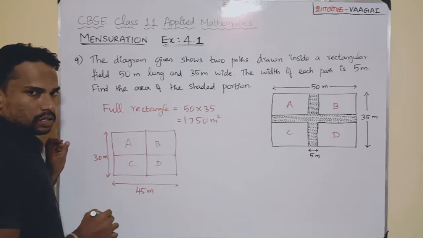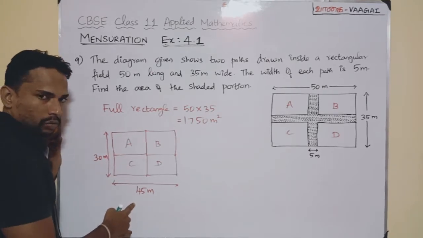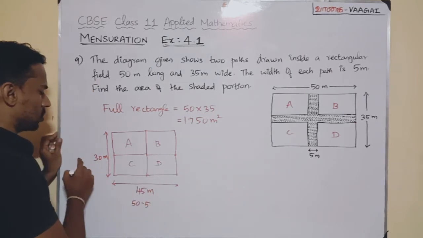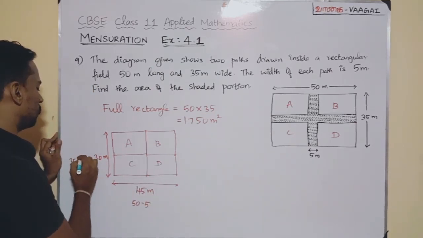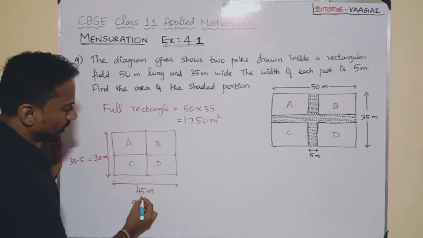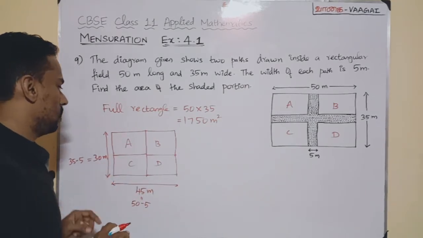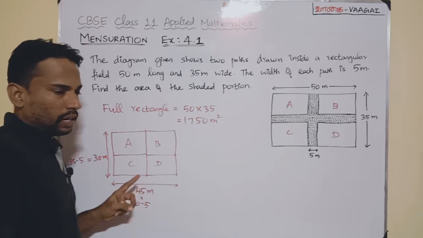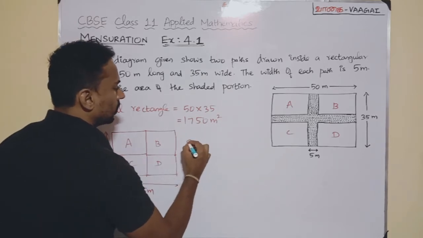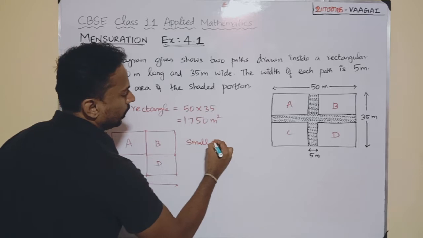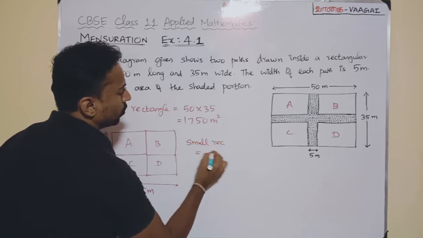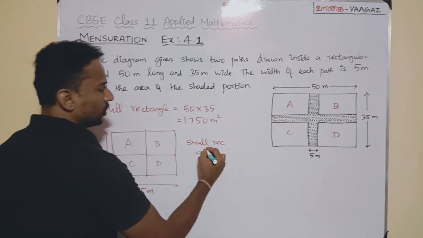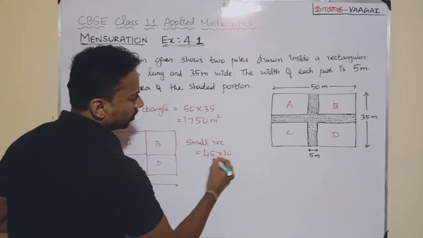I hope you understand this. Is it or not? I'll remind you, this 45 is actually 50 minus 5 and this 30 is actually 35 minus 5. That's how these two values come. Now I'm going to find the area of this small rectangle. The area is going to be length into breadth. So 45 into 30 will give you how much?